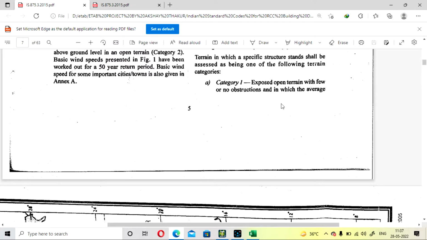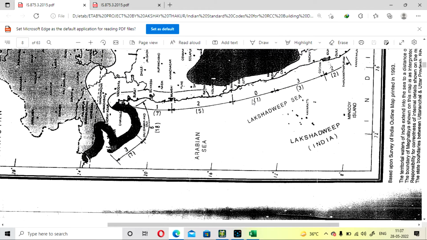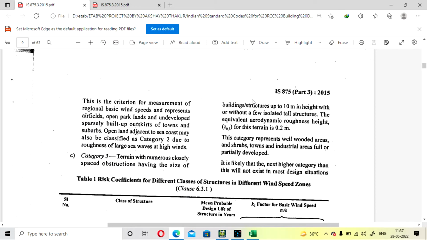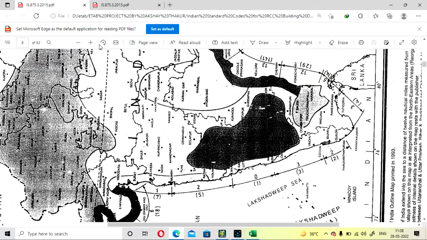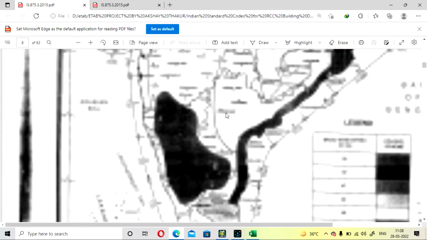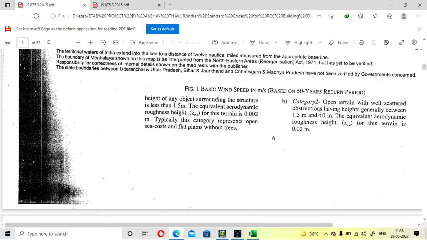Okay. So here what will happen? Only a few buildings will be present nearby you, or no building is present, so it will come under category 1, where the height of the building is less than 1.5 meter. In category 2 what will happen? So few obstructions will be present. If I rotate this figure, I will show you here. Category 2 is open terrain with well scattered obstruction having height generally between 1.5 meter and 10 meter.